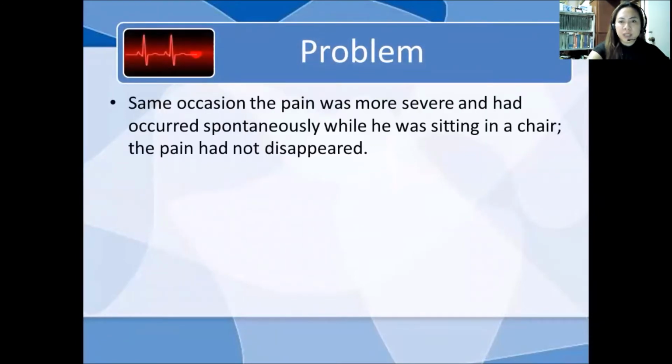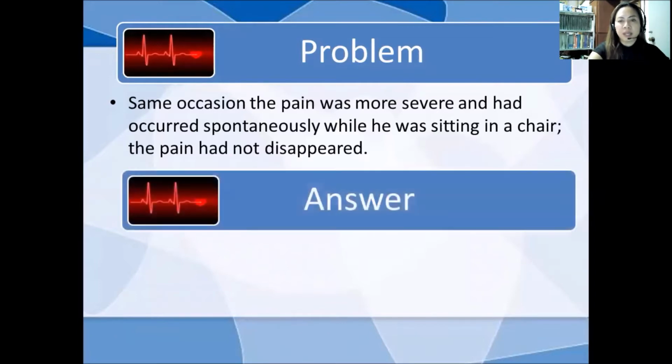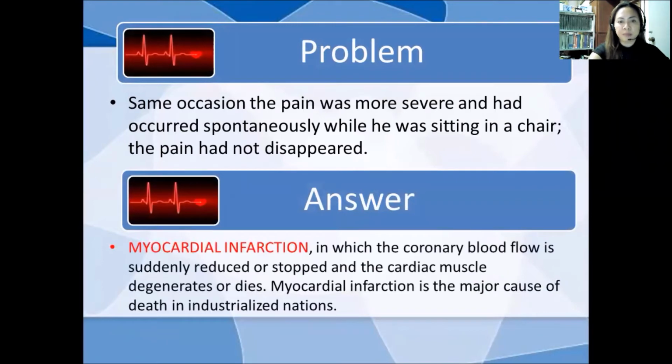Same occasion, the pain here was more severe and had occurred spontaneously while he was sitting in a chair. The pain had not disappeared. So this time, the patient is suffering from myocardial infarction, in which the coronary blood flow is suddenly reduced or stopped and the cardiac muscle degenerates or dies. So myocardial infarction is a major cause of death in industrialized nations.